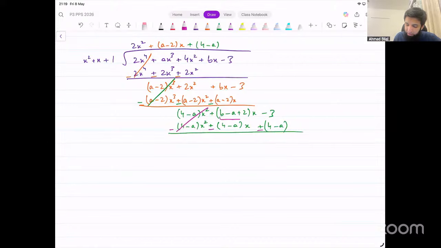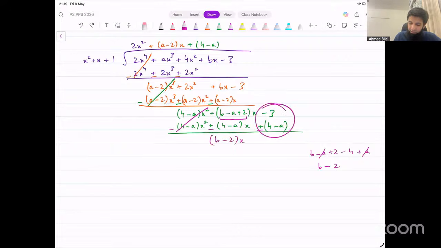B minus a plus 2. It's a good idea to write it down so you don't make any careless errors. B minus a plus 2 minus 4 plus a. What does that simplify to? A and a get cancelled. We're just left with b minus 2. So that's what you write down there: b minus 2 whole times x.